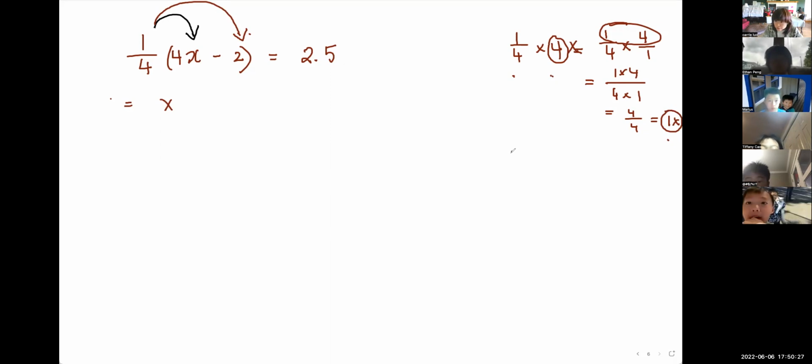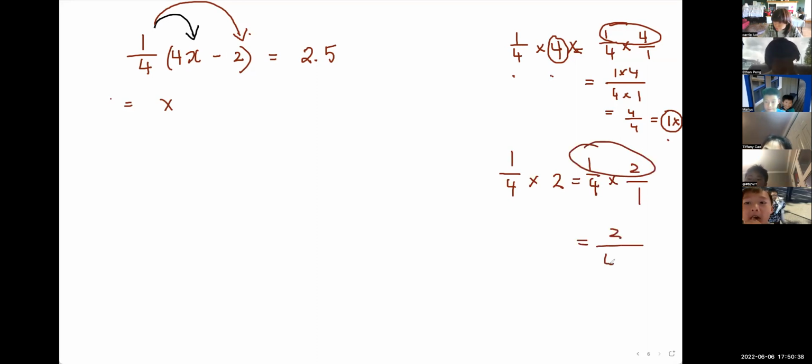So 1 over 4 times 2 equals what? Again, Maris, 1 over 4 times 2. The same thing: 1 over 4 times 2 over 1. 1 times 2 equals 2, and 4 times 1 equals 4. So 2 over 4 equals what? 1 over 2.